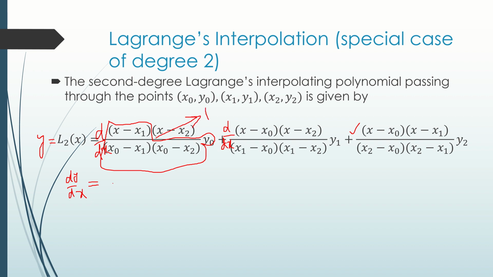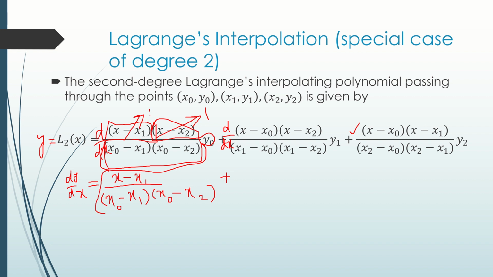Okay, and then I'll be taking plus. So let me write this term here. That is x minus x1 divided by x naught minus x1 into x naught minus x2, and then I can go for plus, keeping in mind we'll have y naught at the end. Then for the next term, we keep this part fixed, and the derivative of this, applying the product rule, is also 1, so you get 1.